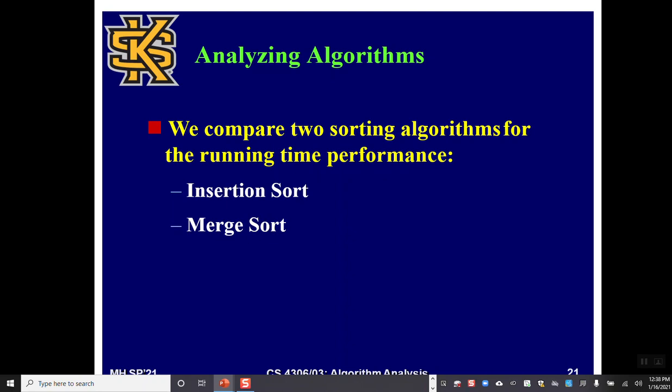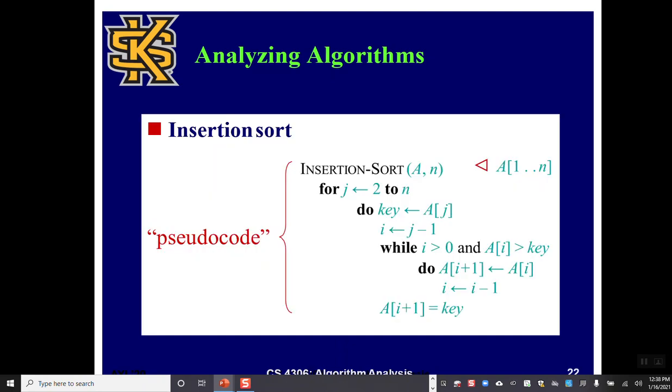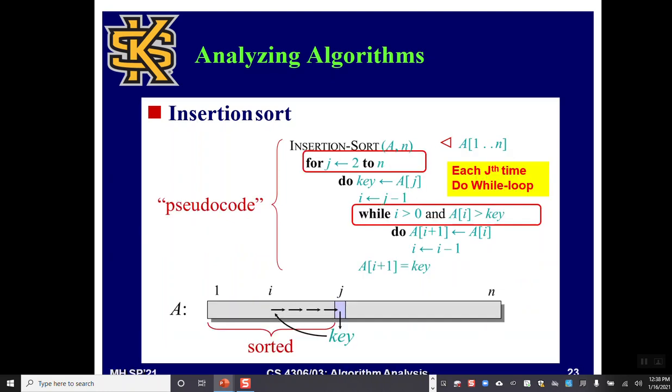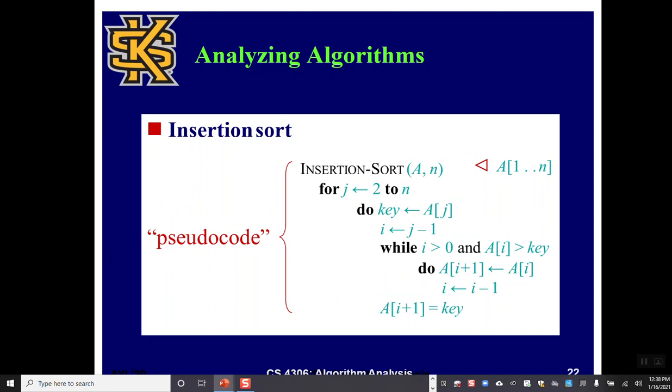As we know, insertion sort and merge sort are two popular sorting algorithms that are used. If you have taken our CSE 1321 or 1322 course, then you should know this. So this is the pseudocode of the insertion sort algorithm.